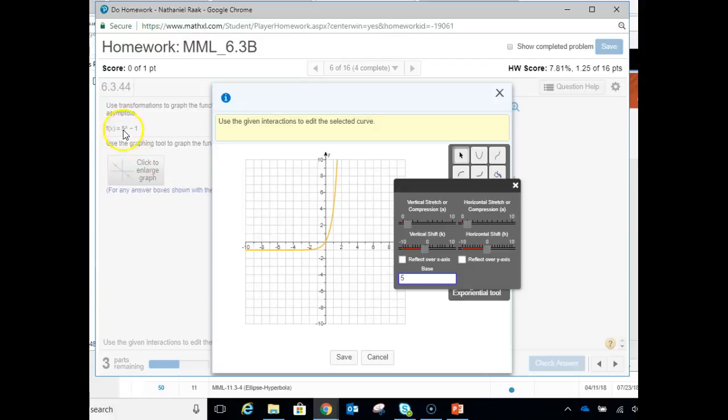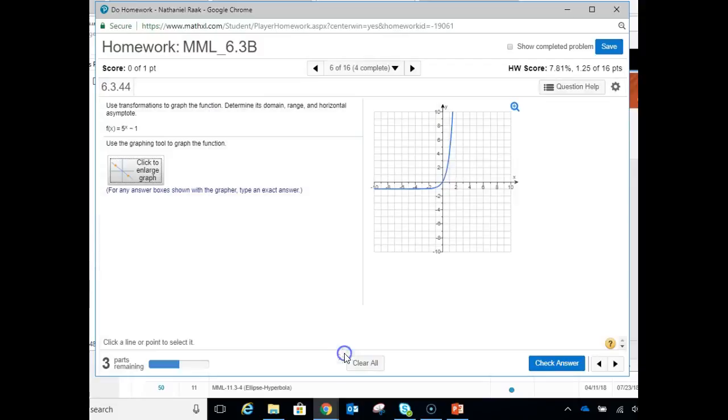If I were to put 0 into this, 5 to the 0th is 1, 1 minus 1 is 0. So when I put 0 in, I get 0 out. That's good. If I put 1 into here, 5 to the 1st is 5, minus 1 is 4. So 1 in, 4 out. Looks good. I think this is the right graph.